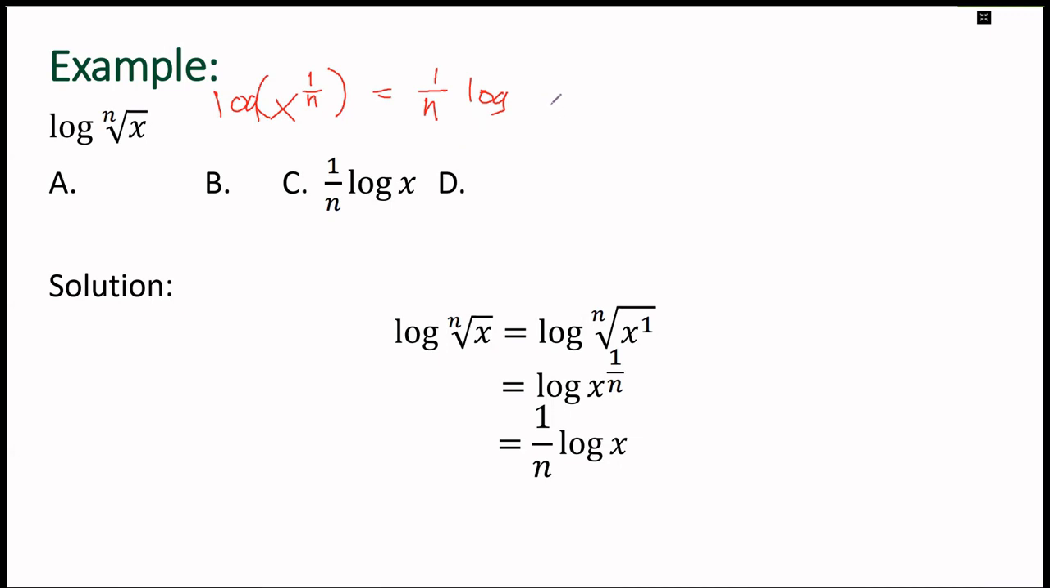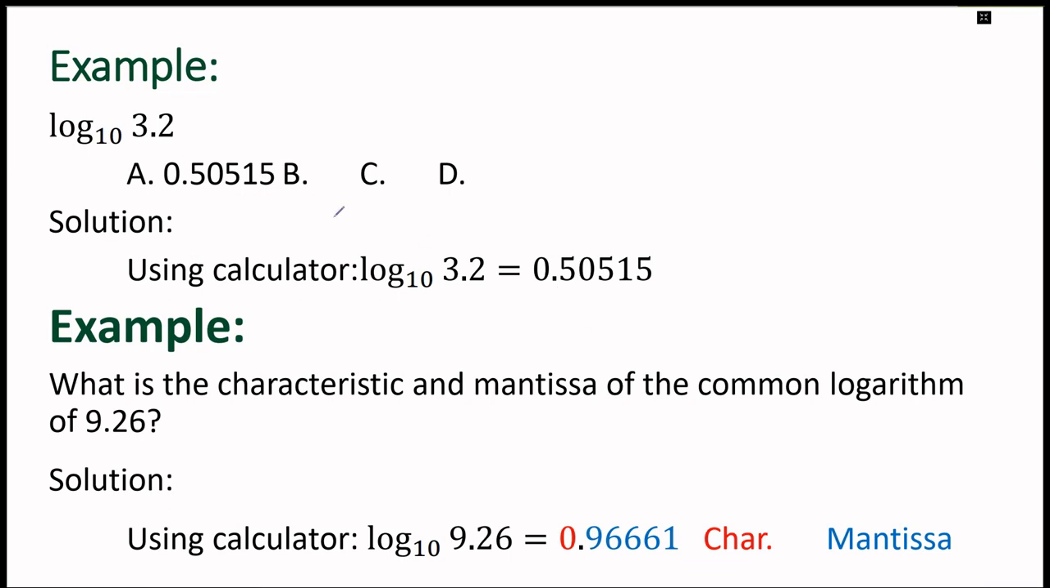Okay, so that is the process I explained earlier. So let's proceed. We have another example.